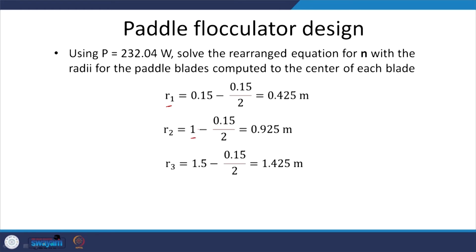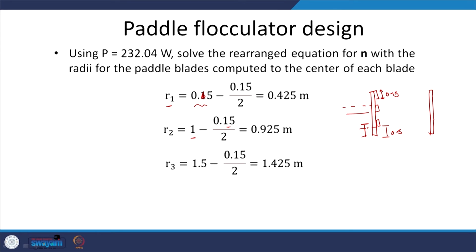So this is based on the fact that we have it at 0.5 meter spacing, let's say, right? So 0.5 minus 0.15 by 2, if I am not wrong. Yes, and 1 minus 0.15 by 2. Why 0.15? Because the width of each is 0.15, and this leading edge was supposed to be 0.5.